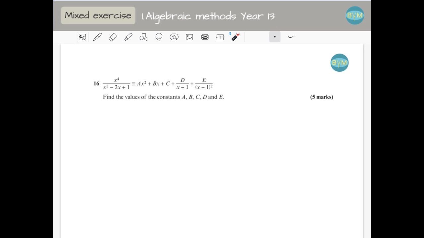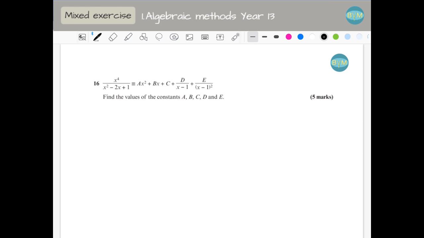Hello, this is question 16 on your mixed exercise 1 from year 13. You have to write this algebraic fraction this way. This is an improper fraction, so the degree of the numerator, 4, is not smaller than the degree of the denominator, which is 2, which means if we divide, we are going to be very close to finding this whole thing. So sometimes we'll have to do a bit more working out, but sometimes it solves the question completely.